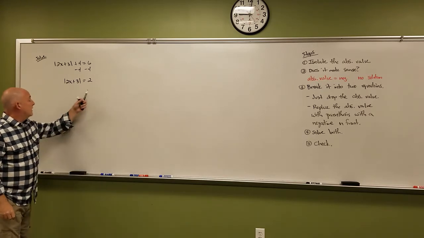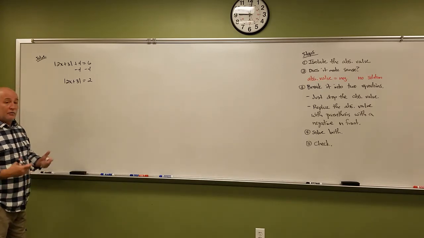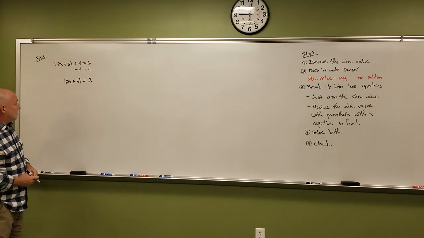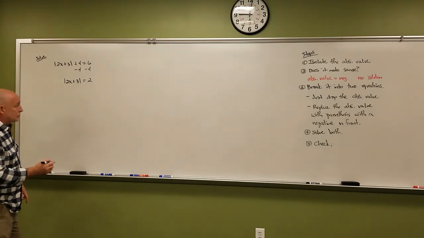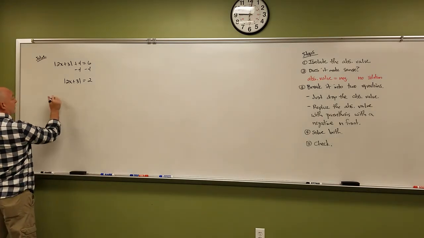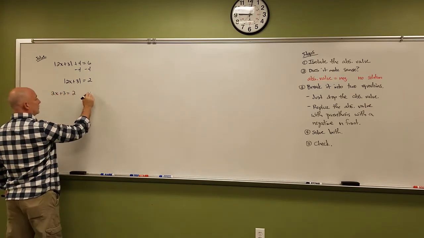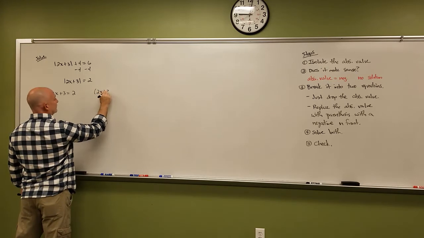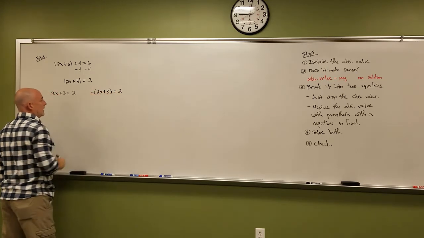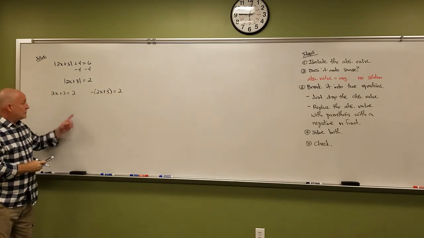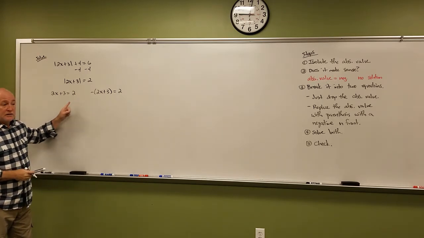However, in this case, you see we have the absolute value equaling a positive, so we actually have to continue going. So we're going to break this into two equations. The first equation, I'll write this just without the absolute values at all. The second, I'm going to replace the absolute values with parentheses, and I'm going to put a negative in front. Now, I highly suggest that you write down both of these at the same time.